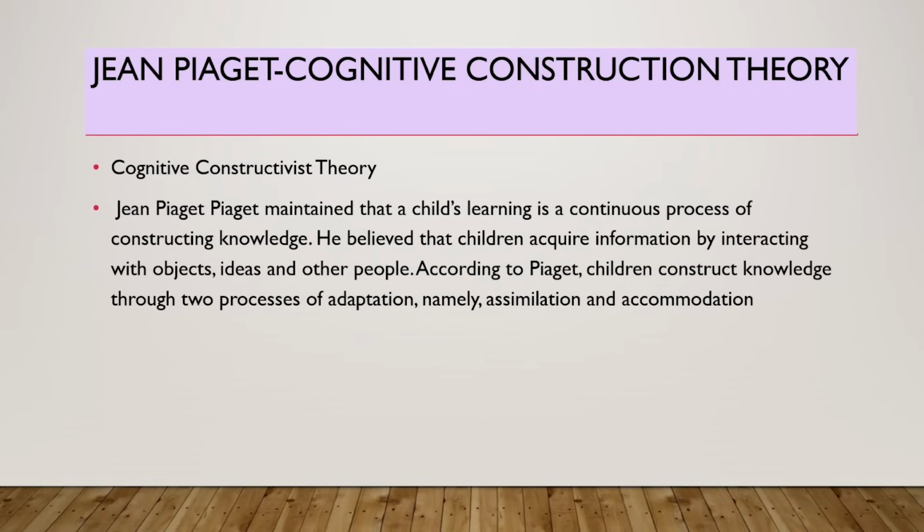Now, coming to the second person, the father of cognitive construction theory, we focus on Jean Piaget. He maintained that children learn in a continuous process of constructing knowledge. He believed that children acquire information by interacting with the world around them. According to Jean Piaget, children construct knowledge through 2 processes: adaptation, namely assimilation, and accommodation.